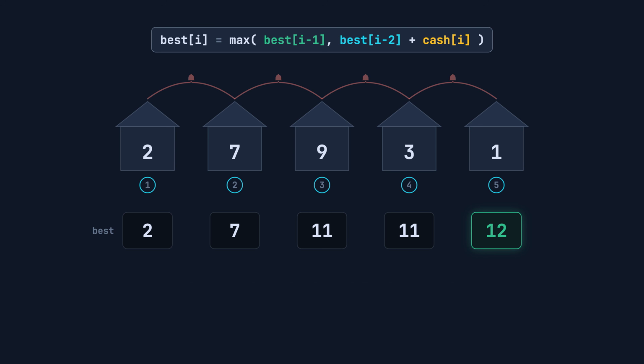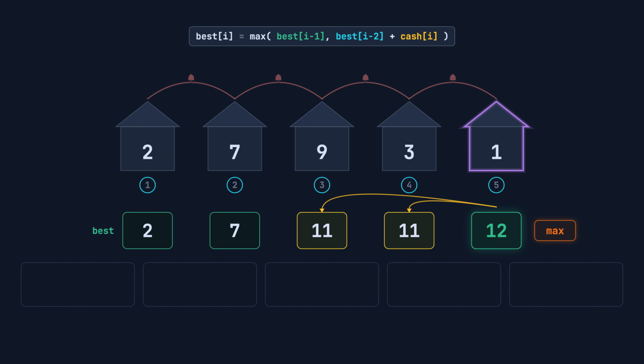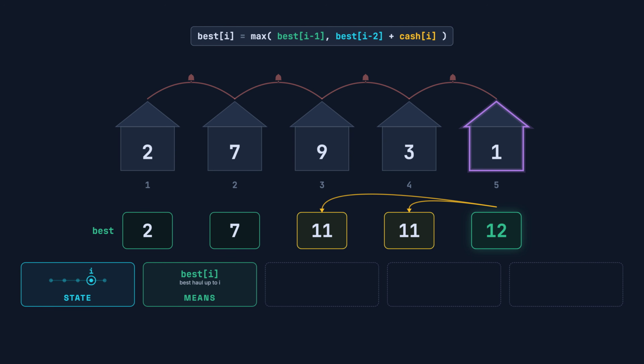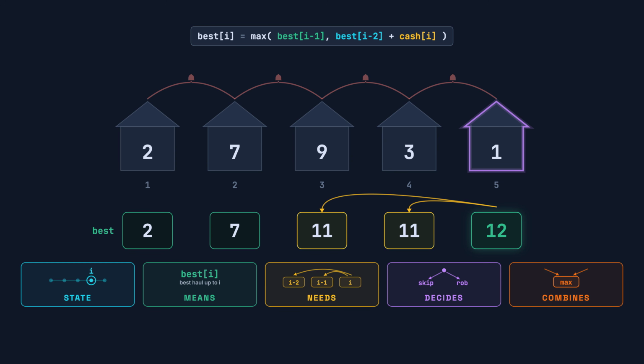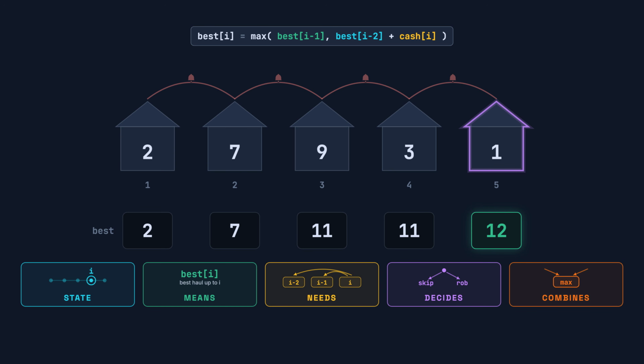Which house you're standing at, that's the state. What we store for each state means something concrete. The best total you can get up to this house. Each answer needs 2 earlier answers, and the decision, skip or rob, picks between them with a max. So every dynamic programming solution has the same 5 parts. A state, what it means, what it needs, what it decides, and how it combines. We just saw all 5 on this street, and the same 5 parts will show up in every pattern in this video. One more thing before we move on.